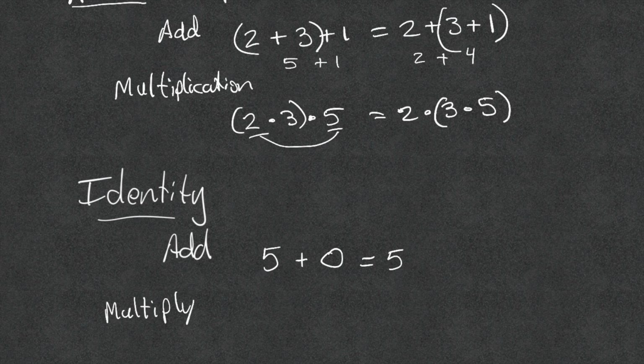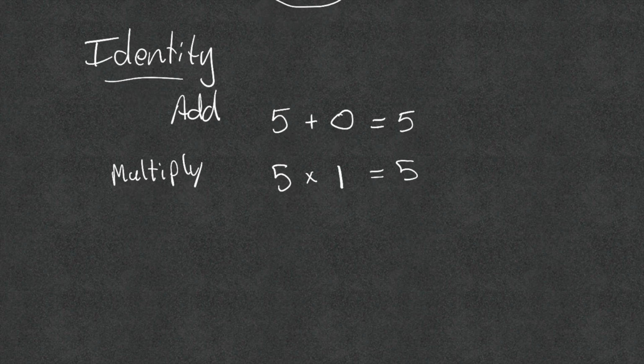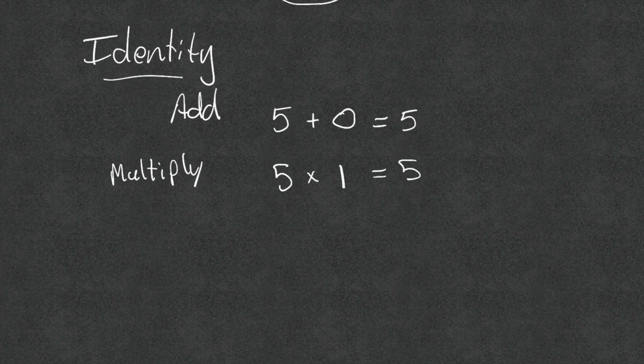When we multiply, if I start with a 5, and I want to multiply it by something, and I want to end up with a 5, what will give me that identical number? That would be a 1. That's the identity property of multiplication. Easy.